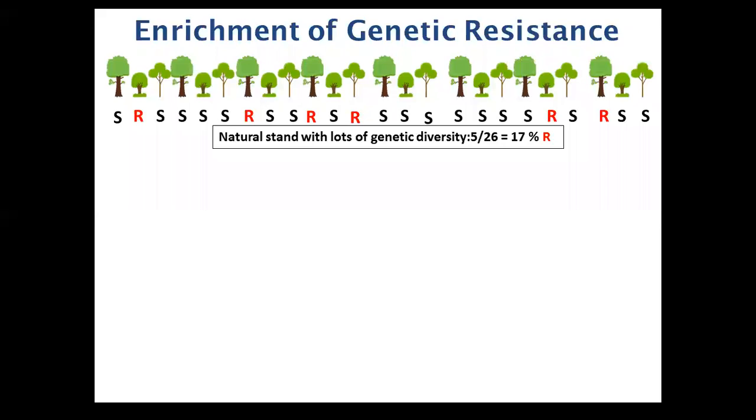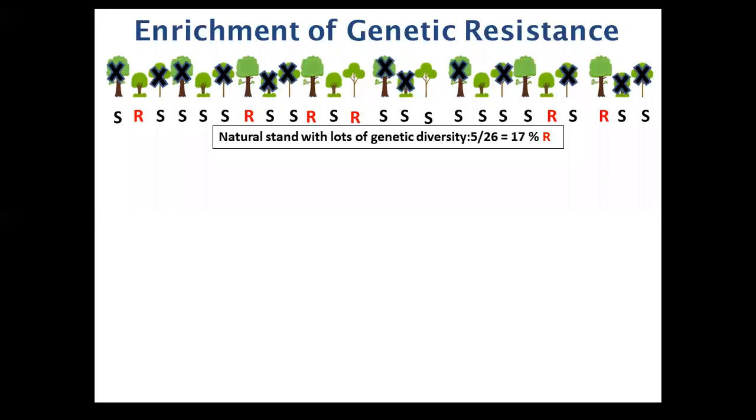At 17%, that's higher than what we'd expect with beech bark disease, and way higher than what we'd expect with a lot of other pathogens that have been studied. So your invasive insect or pathogen comes in and attacks the susceptible trees, and it's going to kill some of those.